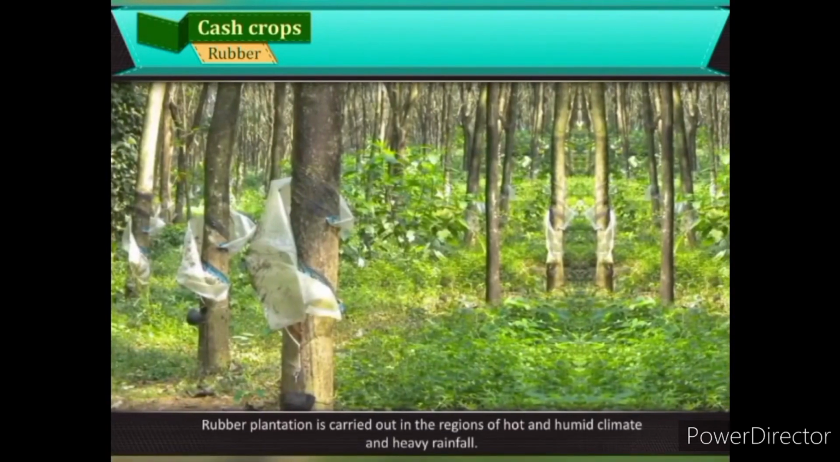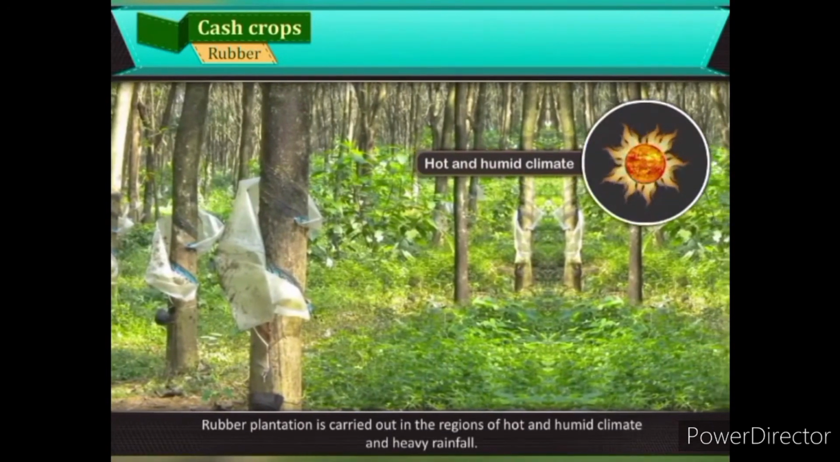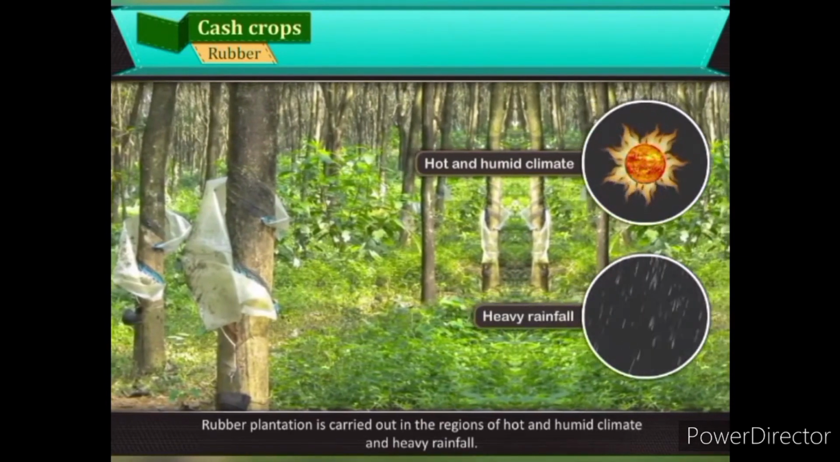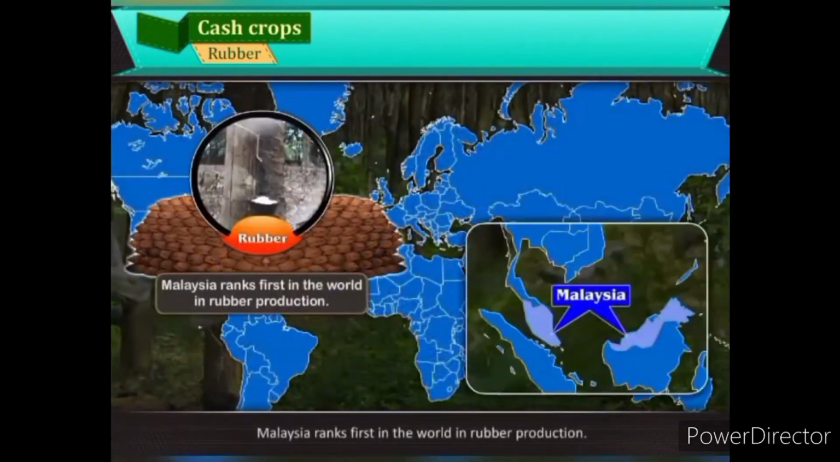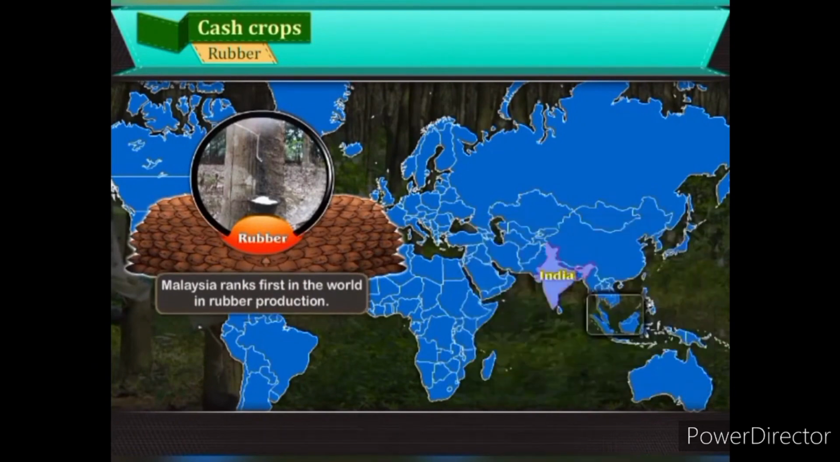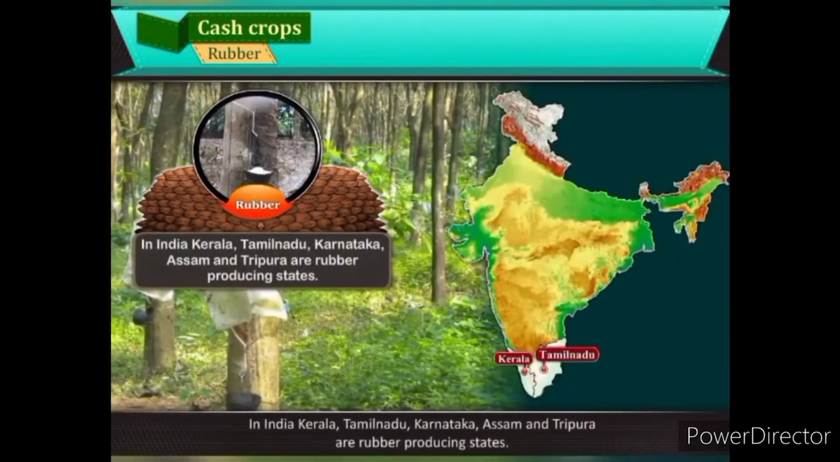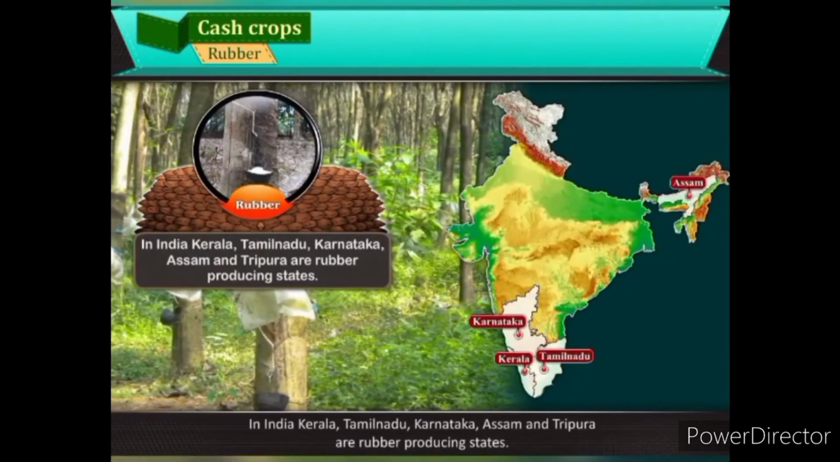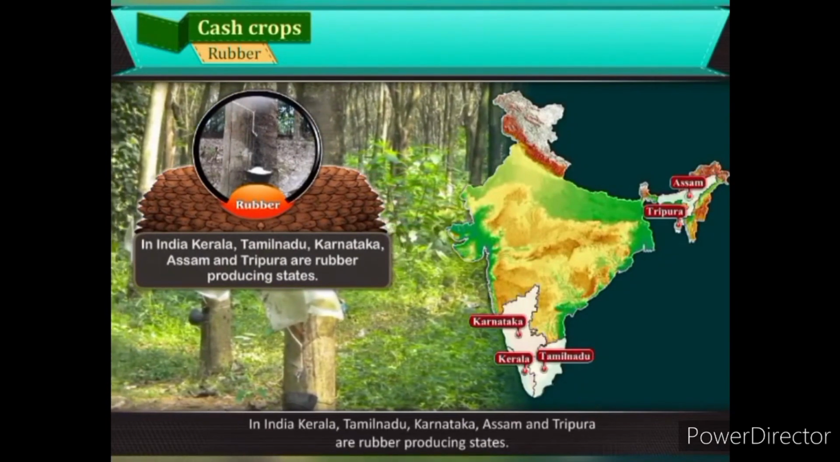Rubber plantation is carried out in the regions of hot and humid climate and heavy rainfall. Malaysia ranks first in the world in rubber production. In India, Kerala, Tamil Nadu, Karnataka, Assam, and Tripura are rubber producing states.